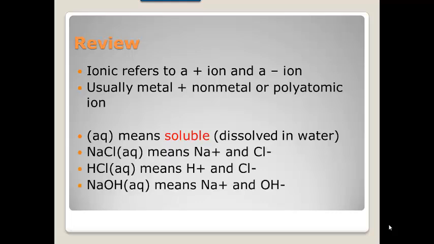Here are some examples. If we see the notation NaCl (aq), that means that the sodium chloride has dissolved in water and it forms one Na+ ion and one Cl- ion. Same thing for hydrochloric acid. With the aq notation beside it, it means that that HCl molecule has dissociated and it's become H+ and Cl- ions in solution. Polyatomic ions also do this. Sodium hydroxide dissolved in water will become Na+ and OH- ions.